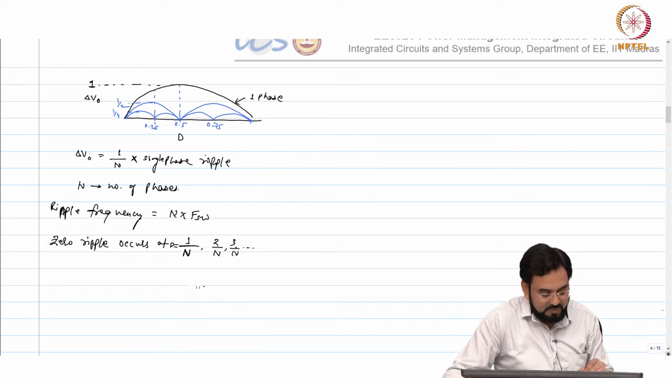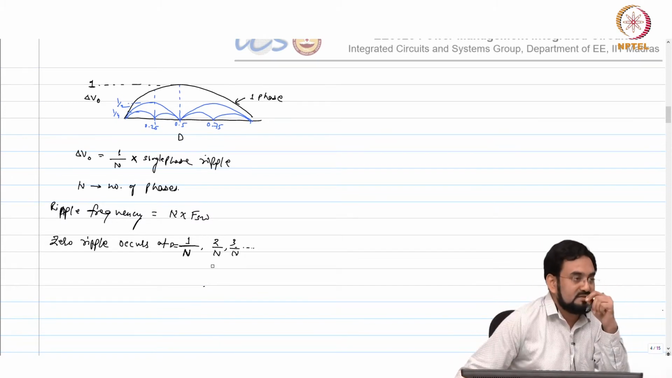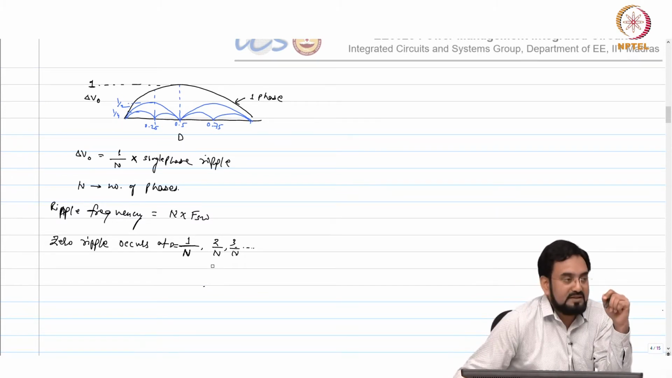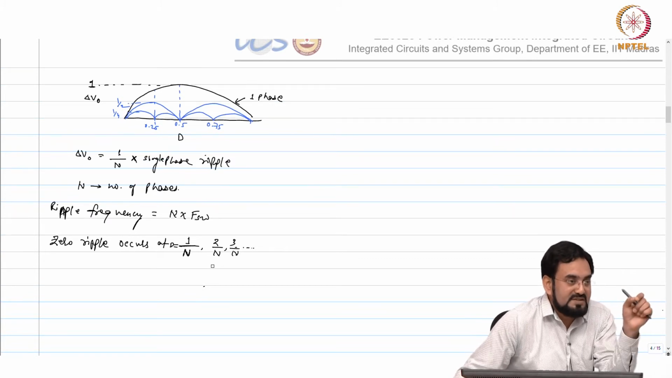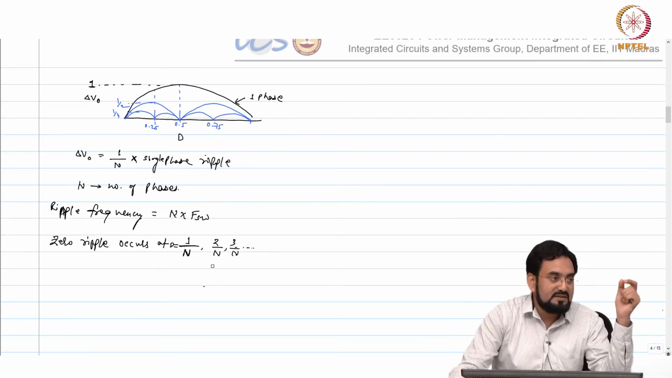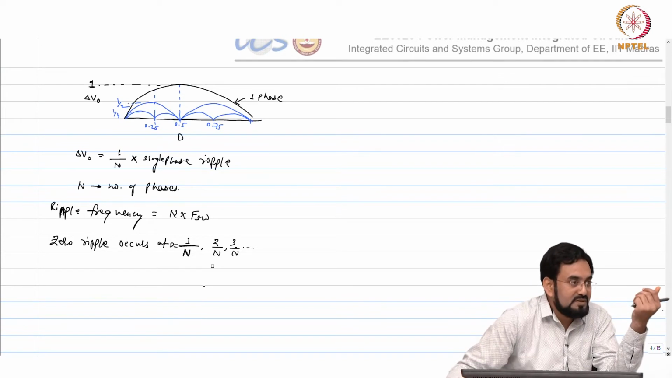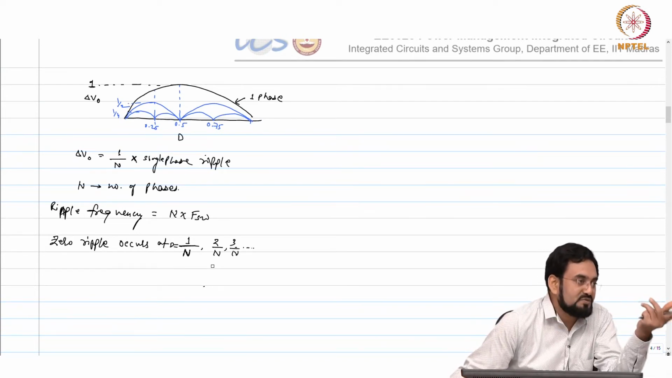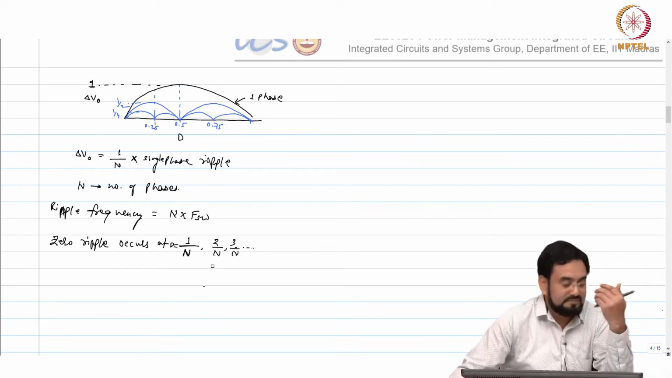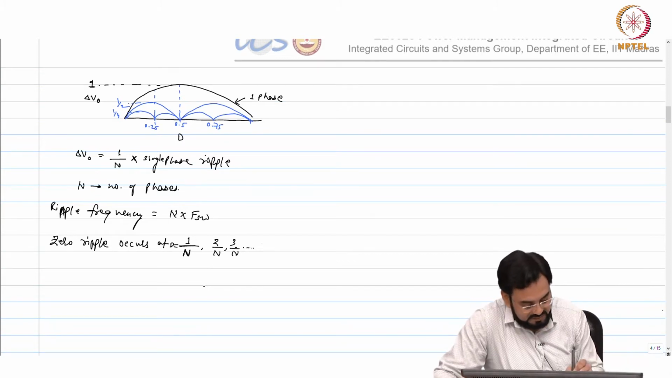So the number of 0 points will be n minus 1. Okay, and your duty cycle at which it will go 0 will be 1 over n and 2 over n until n minus 1 over n. Okay, so this will be n minus 1 over n.